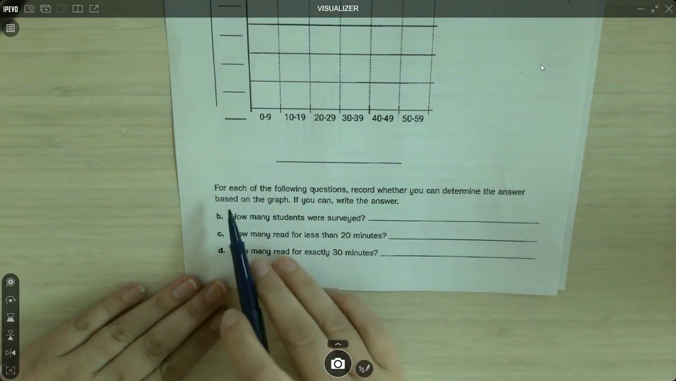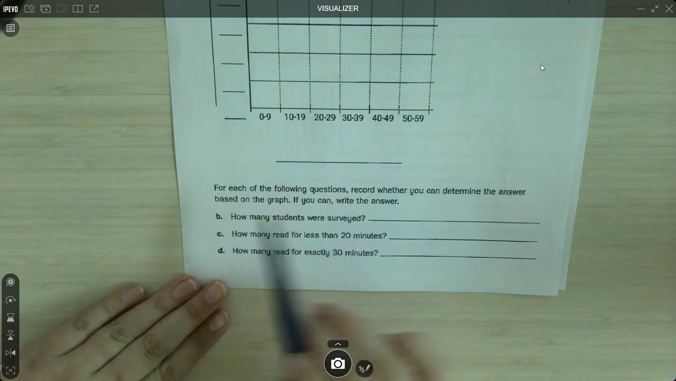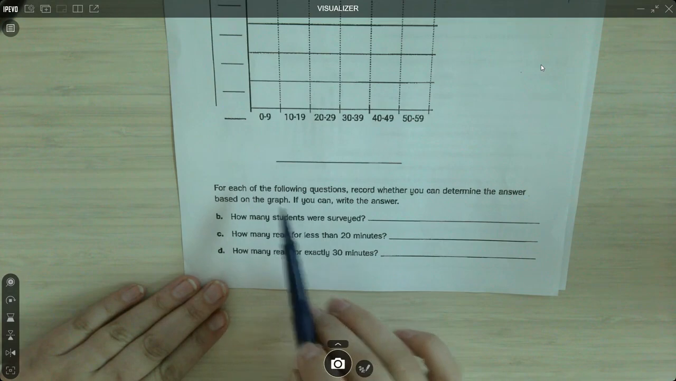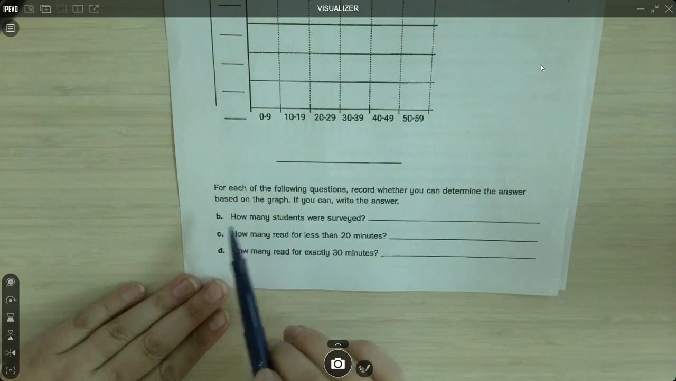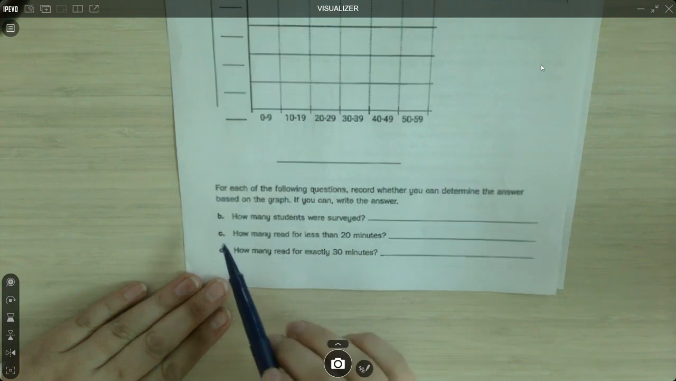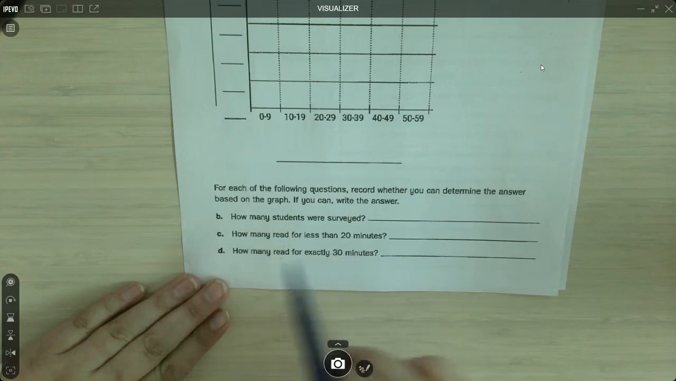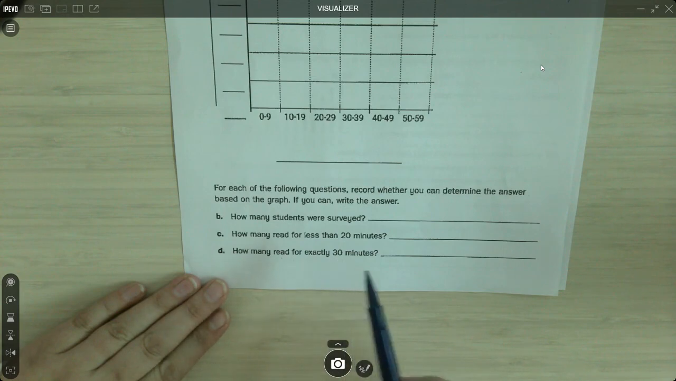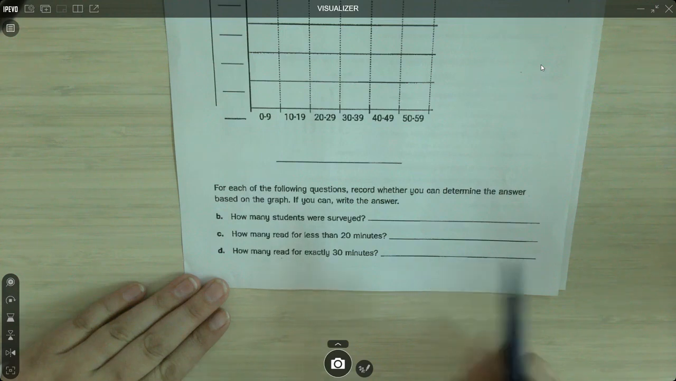Then this question down here, it says for each of the following questions, record whether you can determine the answer based on the graph. If you can, write the answer. So, part B says how many students were surveyed. Part C says how many read for less than 20 minutes. And D says how many read for exactly 30 minutes. So go ahead and write your answers on the line. Pause your video so that you can answer those questions.